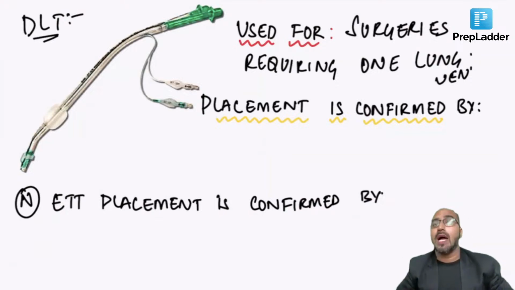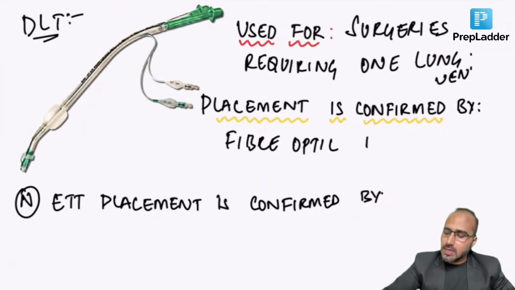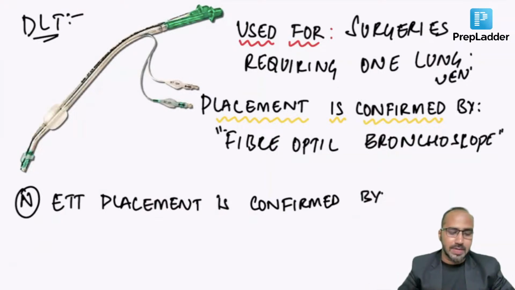Once you place this tube, how will you confirm the exact placement of it? By fiber optic bronchoscope. By fiber optic bronchoscope, you will confirm the placement of DLT, double lumen tube.